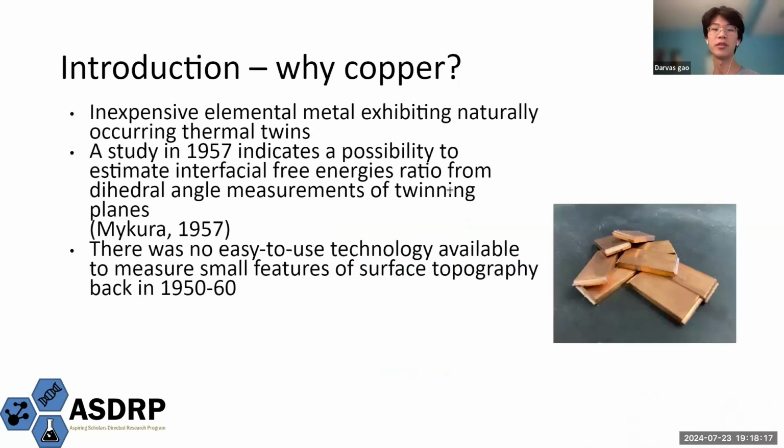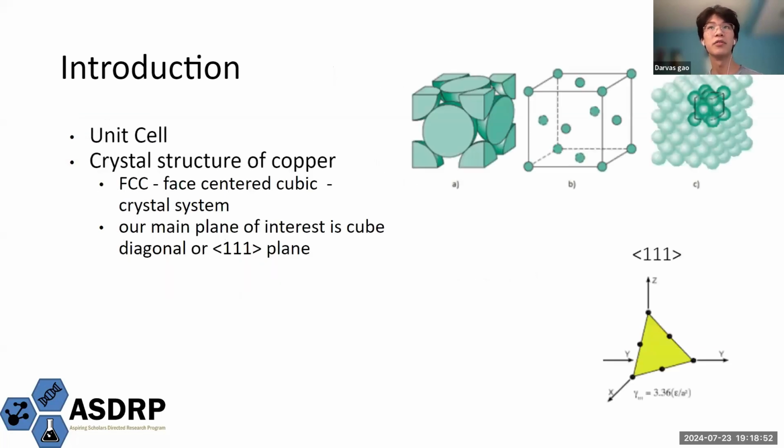So why are we researching copper? Well, copper is a relatively inexpensive material to get, and it has naturally occurring thermal twins, which makes sample preparation fairly straightforward. Additionally, a paper written in 1957 shows that it's possible to calculate the interfacial free energy ratio, which is a valuable parameter used for solving material applications, by measuring the dihedral angle of twinning planes. And all of these things, twinning planes, dihedral angles, and interfacial free energy of copper, are related to a copper's crystal structure. So how do we describe a copper's crystal structure?